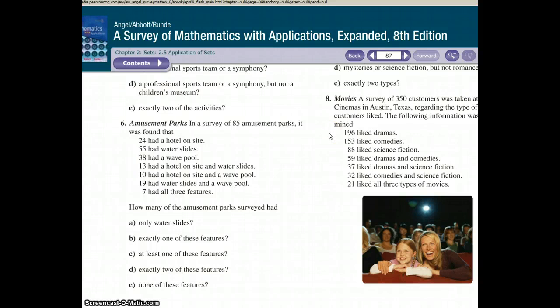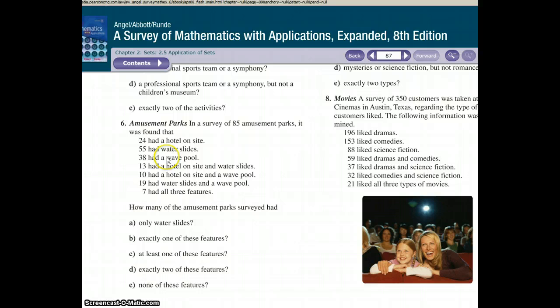Okay, let me go over an example on how to graph a Venn diagram and add all the entries. I picked number 6 from section 2.5, and we have an amusement park. We are given all the information and we have 5 different questions to answer.